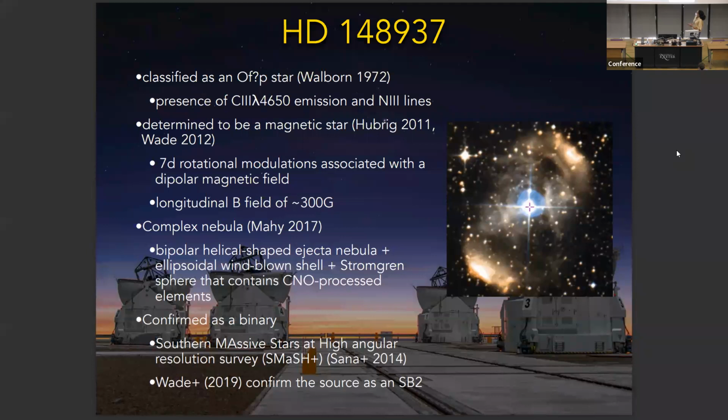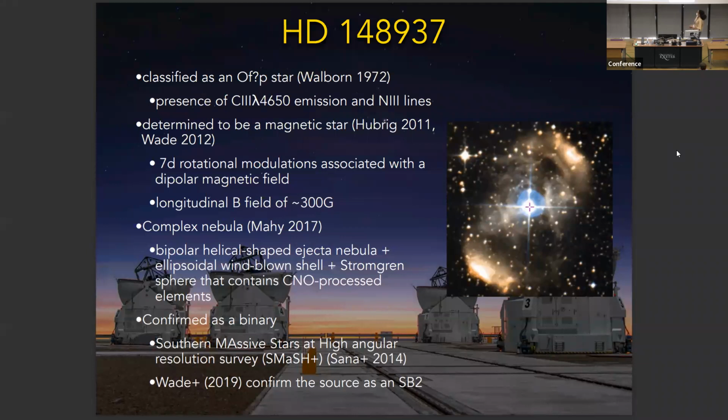HD 148937 specifically was directly determined to be a magnetic star in two studies around 10 years ago, and it's been known to have a longitudinal B field of around 300 Gauss. Surrounding the stellar system, we also have a very complex nebula system, which has been determined to have multiple components. For example, there's a bipolar component, a helical-shaped ejecta component, an ellipsoidal windblown shell, and also an ionized sphere that contains CNO processed elements.